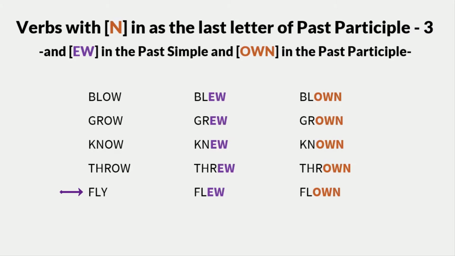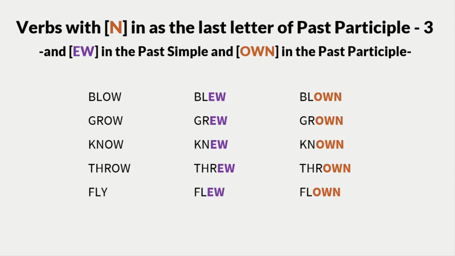You'll notice here that fly is the black sheep of this group. All the other verbs in the present form have ow in them, whereas fly is spelled differently from the present form. But they all have the same past simple and past participle patterns.